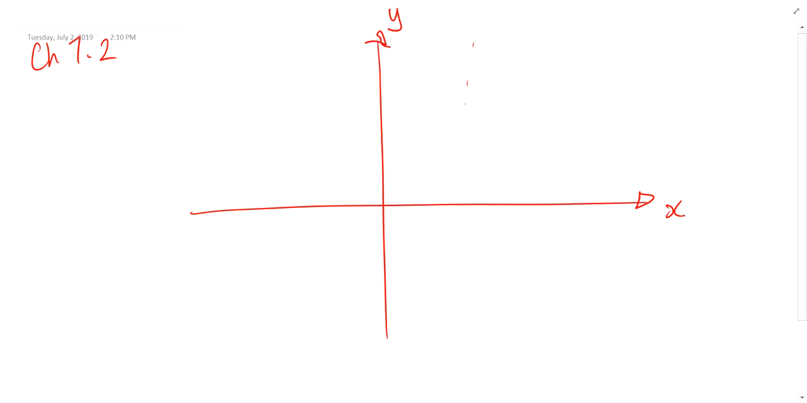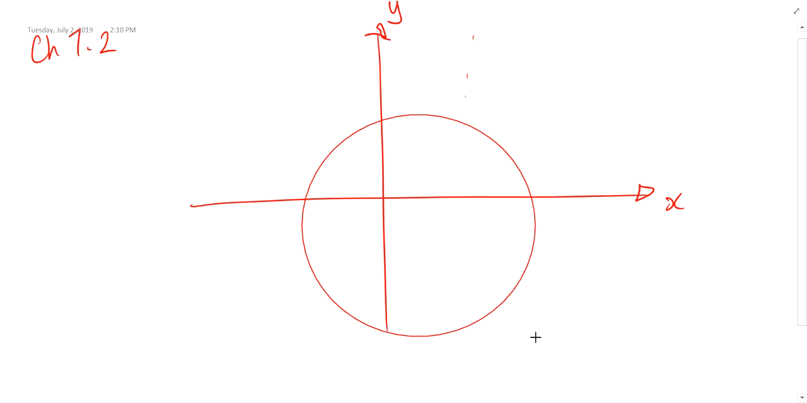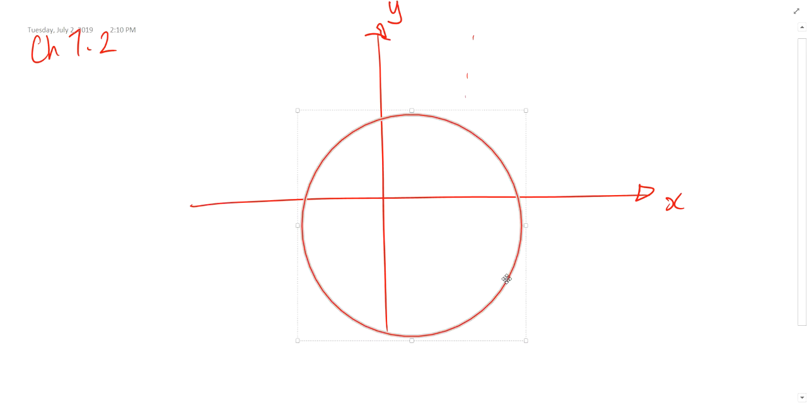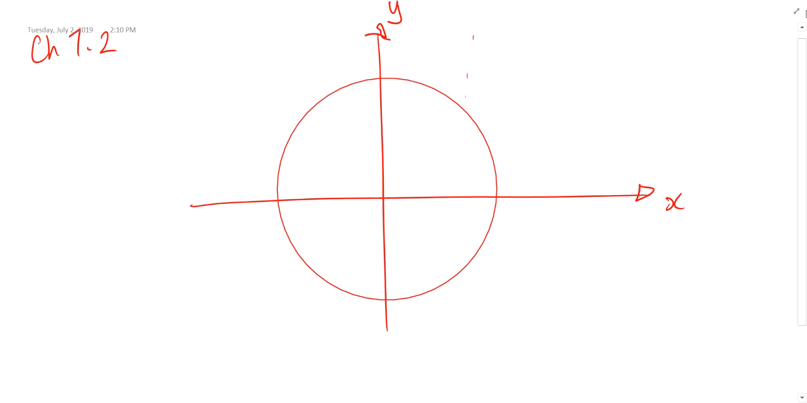Okay, so now let me just draw a circle. This is not a very nice circle. Oh yeah, I can. Insert. Where's the shape? Draw. Shape. Okay, thanks for the very good idea.